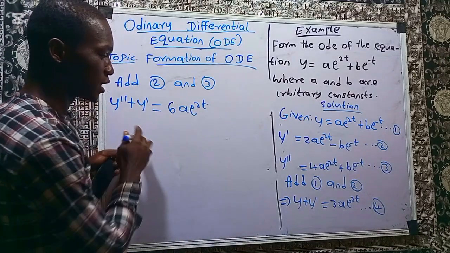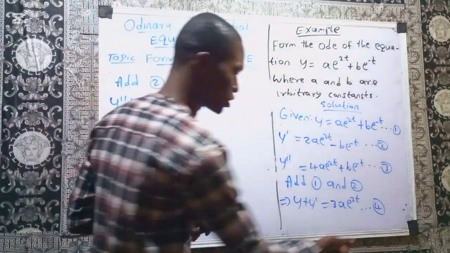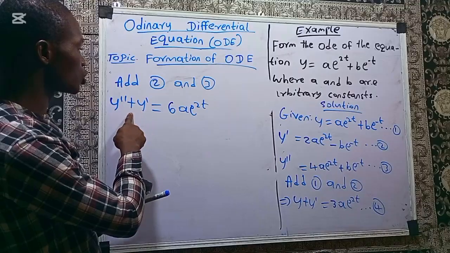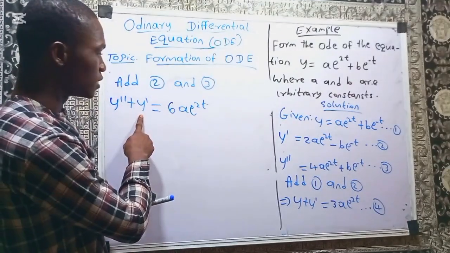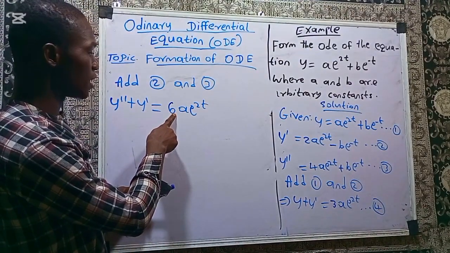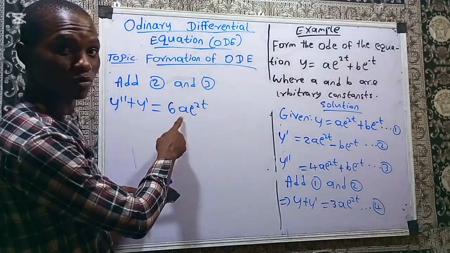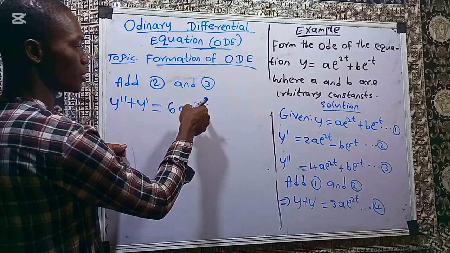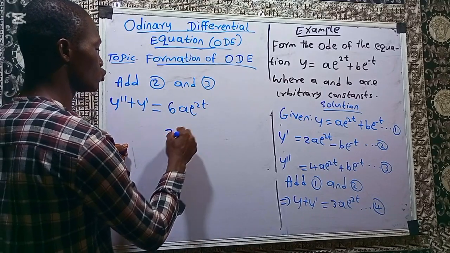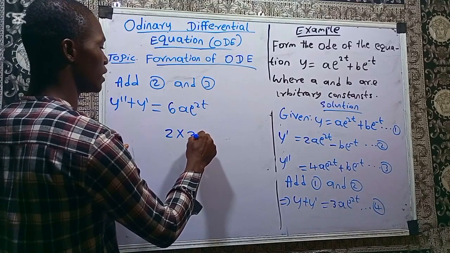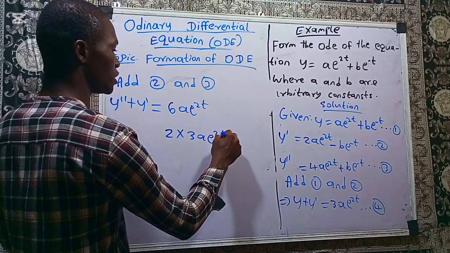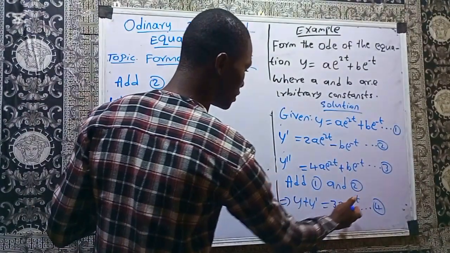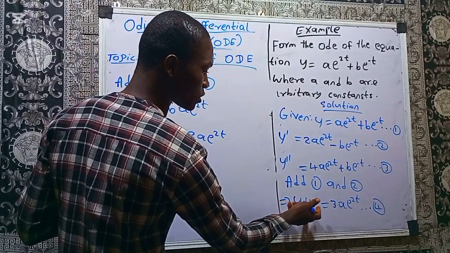Okay. Now I'm going to this equation now. This equation I got here, I'm going to relate it with this equation 4. You can see that this one I got now is a multiple of equation 4, because 6a exponential 2t, you can write it as 2 times 3a exponential 2t. But what is 3a exponential 2t? 3a exponential 2t is the same thing as y plus y prime.